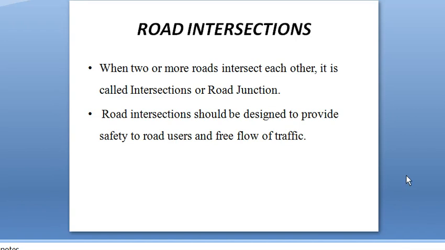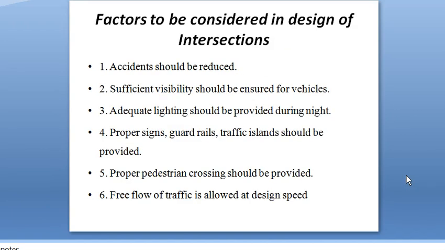So while designing this road intersection, the factors which are to be considered are: first one, accidents should be reduced; second one, sufficient visibility should be provided for the vehicles; third one, adequate lighting should be provided during night; fourth one, proper signs, guardrails, traffic islands should be provided; fifth one, proper pedestrian crossing should be provided; and sixth one, free flow of traffic is allowed at design speed.